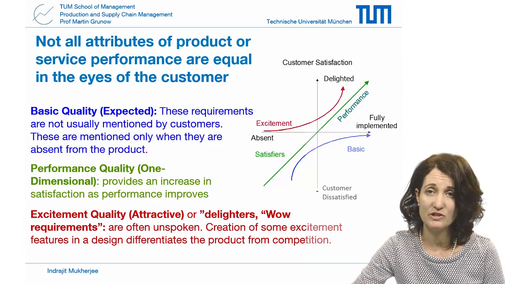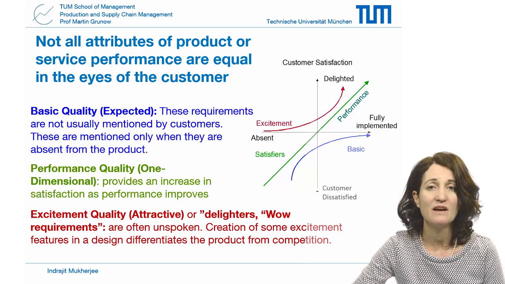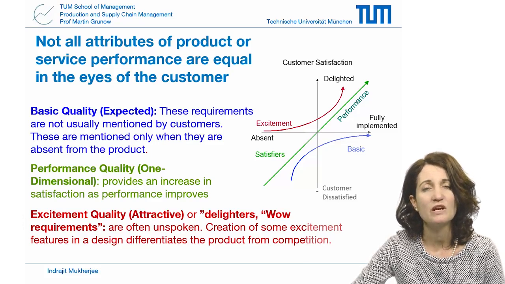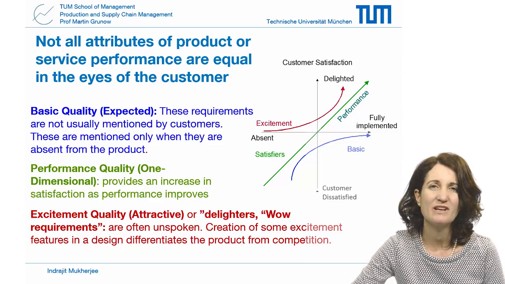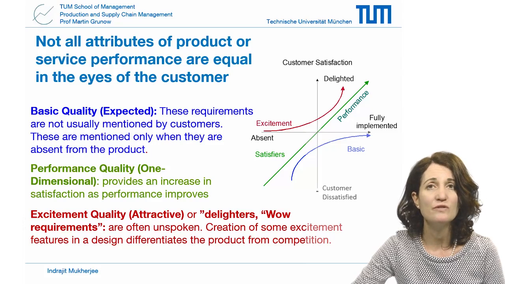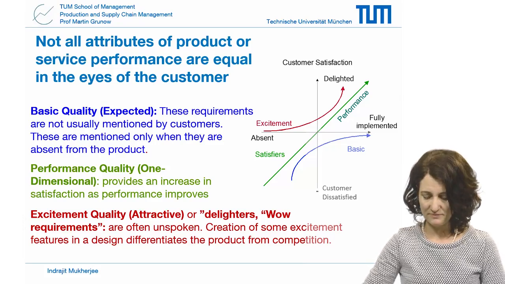Reverse quality features are those which result in dissatisfaction, often due to the fact that not all customers are alike. A good example is if you have great features, but it makes the product too complex, then the customer can't handle it and they become dissatisfied. But again, we're focusing on the three: basic quality, performance quality, and excitement quality.